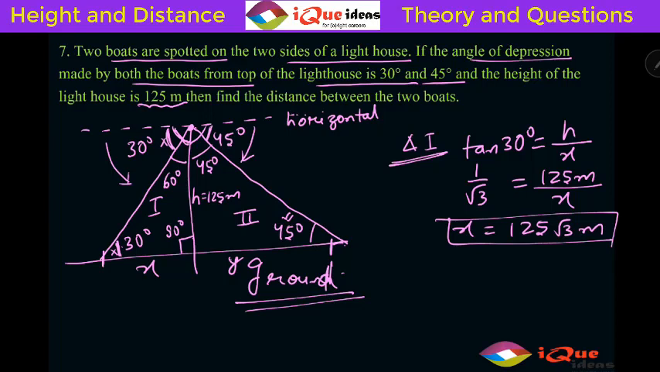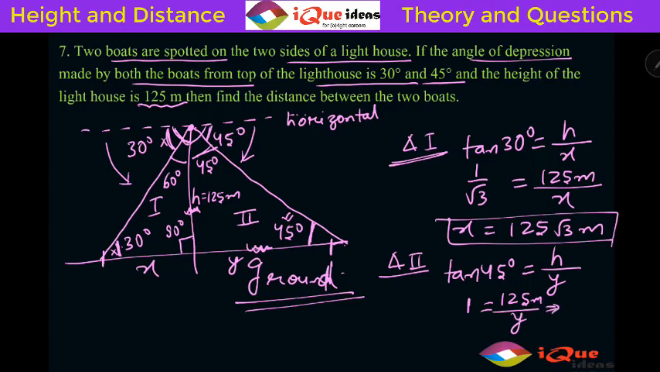Okay. Now the second one, look at the triangle 2. In the triangle 2, look at this angle 45 degree. So if it is 45, 45, that means directly these two sides must be equal. Okay. So if this is 125 meter, y is also 125 meter. Or let me write it, tan 45 degree is equal to h divided by y. Tan 45 is 1. You must remember that. H is 125 meter divided by y. So from here we get y equal to 125 meter. Okay. So we have x 125 root 3 meter, y 125 meter.